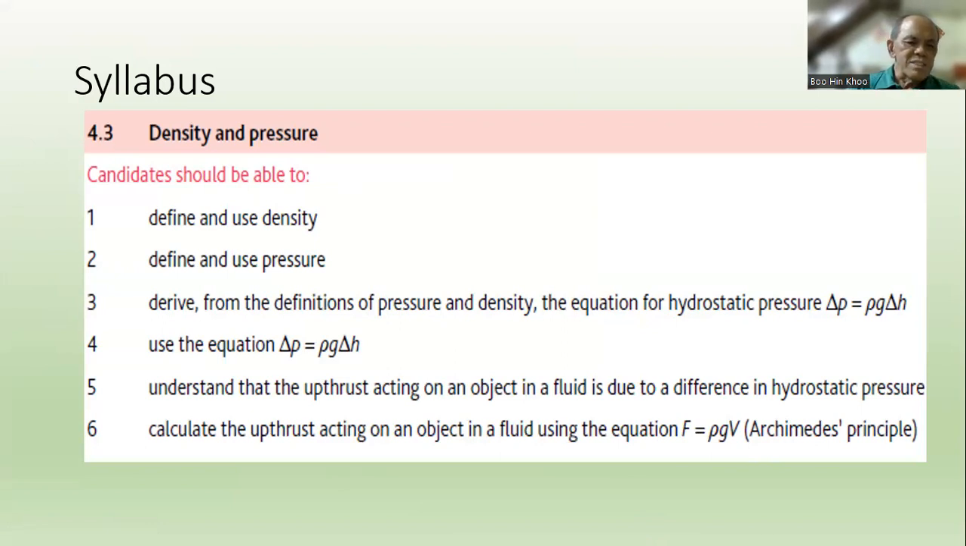As far as the syllabus is concerned: define and use density, define and use pressure, derive from the definition of pressure and density the equation for hydrostatic pressure, delta P equals rho g delta h. Use the equation delta P equals rho g delta h. Understand that the upthrust on an object in a fluid is due to the difference in hydrostatic pressure. Calculate the upthrust acting on an object in a fluid using the equation, which is Archimedes' principle.